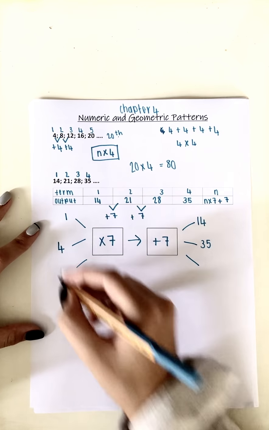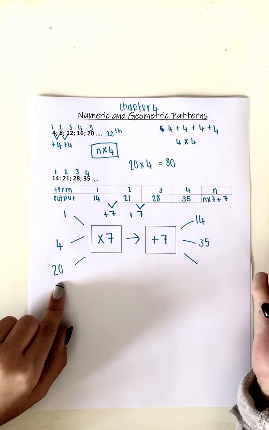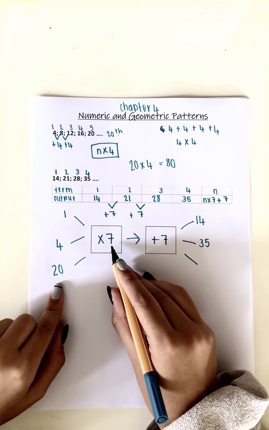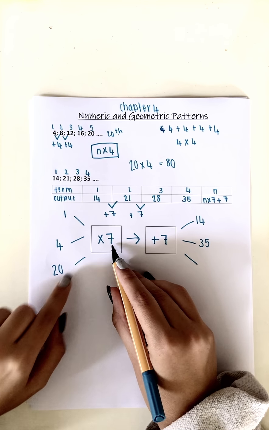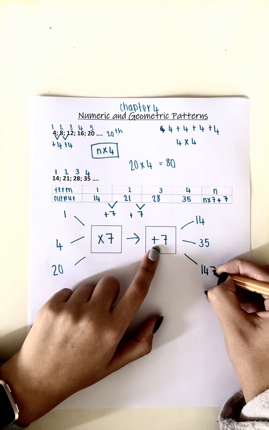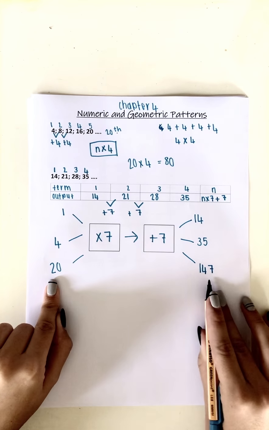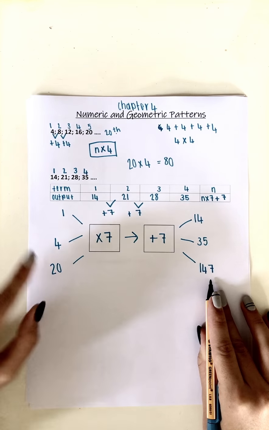And I can do it for the 20th term. So say now they want, what does the 20th term give me? So 20 times 7 is 140, plus 7 gives me 147. So if they ask me, what will my 20th term give me, I'll be able to work it out.